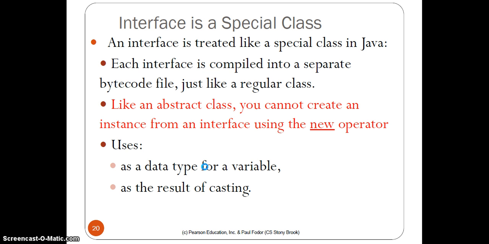An interface is treated like a special class in Java. It is compiled into a separate bytecode file, just like a regular class. So interfaces will have a bytecode file of their own. Like an abstract class, you cannot create an instance of an interface using the new operator. It is used as a data type for a variable or as a result of casting. We'll see how it is used in each case, but essentially it's a special class which contains just constants and abstract methods, nothing else.